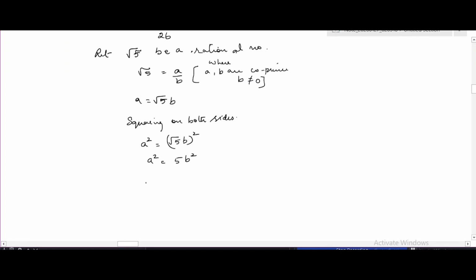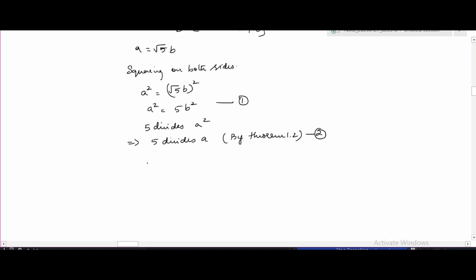Now 5 divides a squared, which implies 5 divides a by theorem 1.2. Now this is 1, this is 2. Now let a is equal to 5c, another integer. Again squaring, you will get a squared is equal to 25c squared. This is the third one.